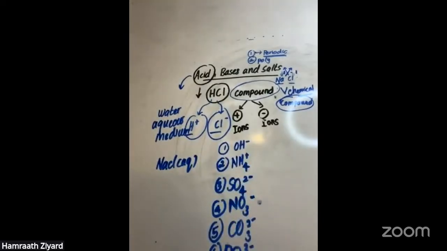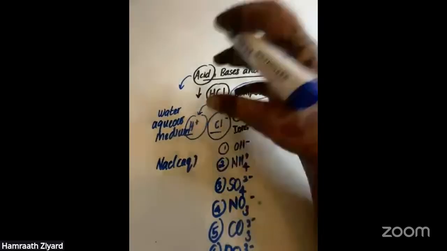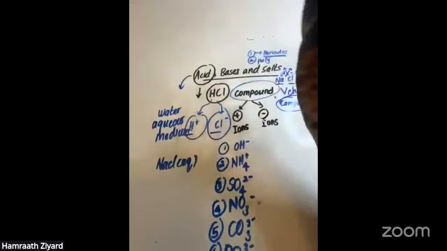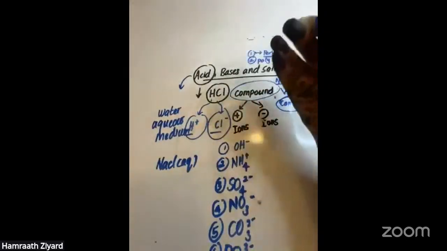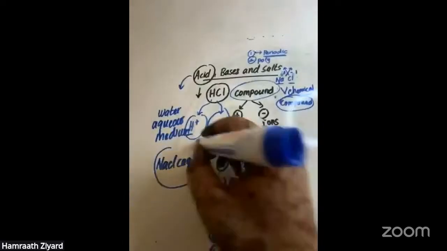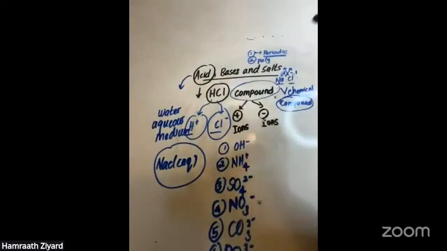Sodium chloride aqueous. What does that mean? Is it just the salt? No. Salt plus water only. We indicate it as NaCl(aq), which means aqueous medium.